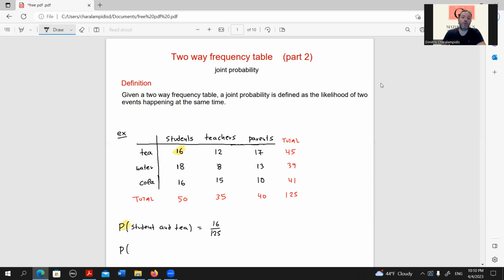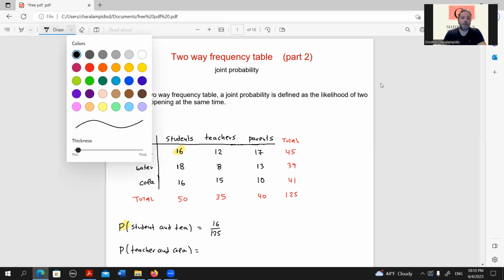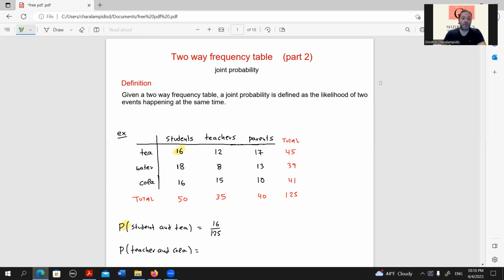Similarly, the probability of a randomly selected person being a teacher who prefers to drink cola would be, let's color it with a different color, teacher and cola. Teacher and cola, we would have 15. Out of how many? Still, we have the same selections. 15 out of 125, and so on. Also, for example, the probability of a randomly selected person being a teacher who prefers tea would be 12 out of 125, and so on. And that would be all.